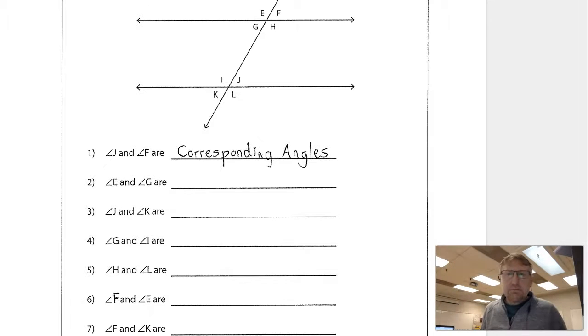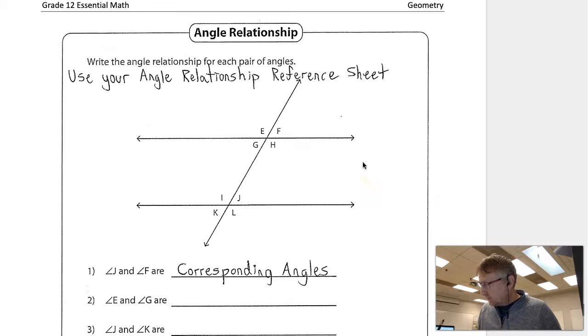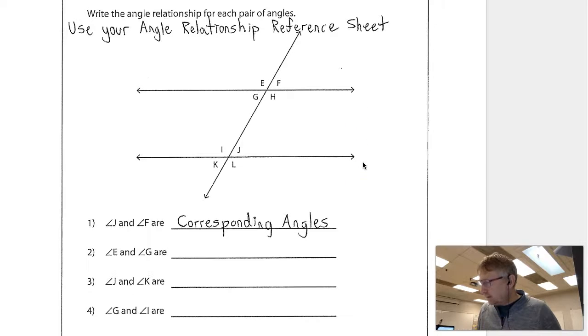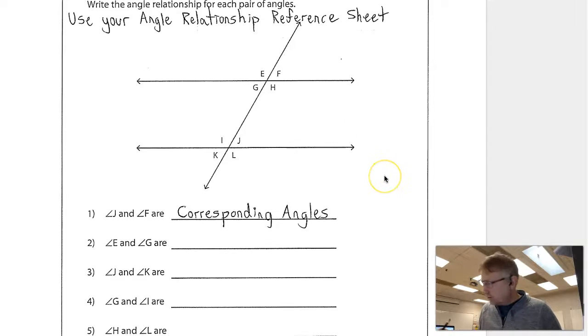I'm going to treat this next one as basically an example to work through with you, to practice being able to see the different relationships that we have available to us. I put a label, a title on them. The first one is done for us here. Use your angle relationship reference sheet, which was on the previous page.